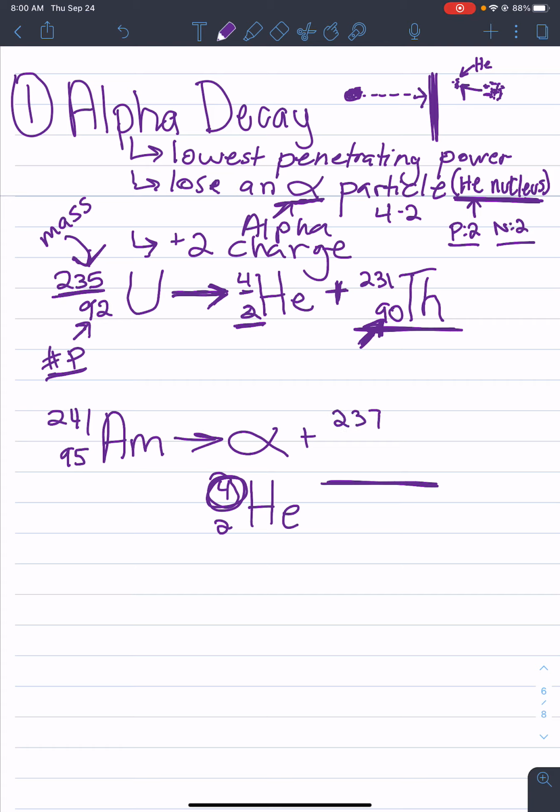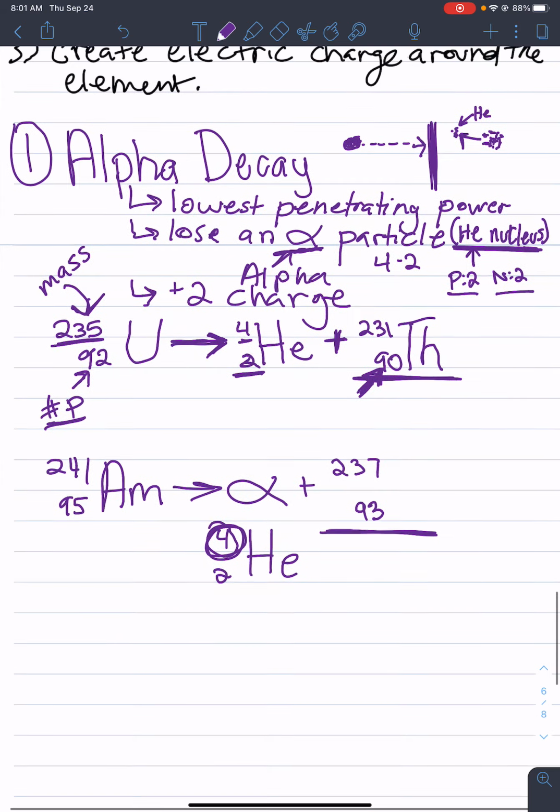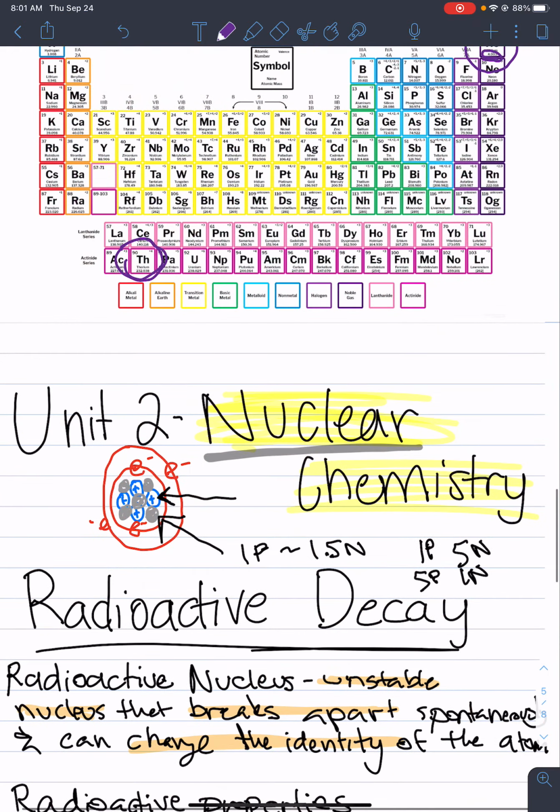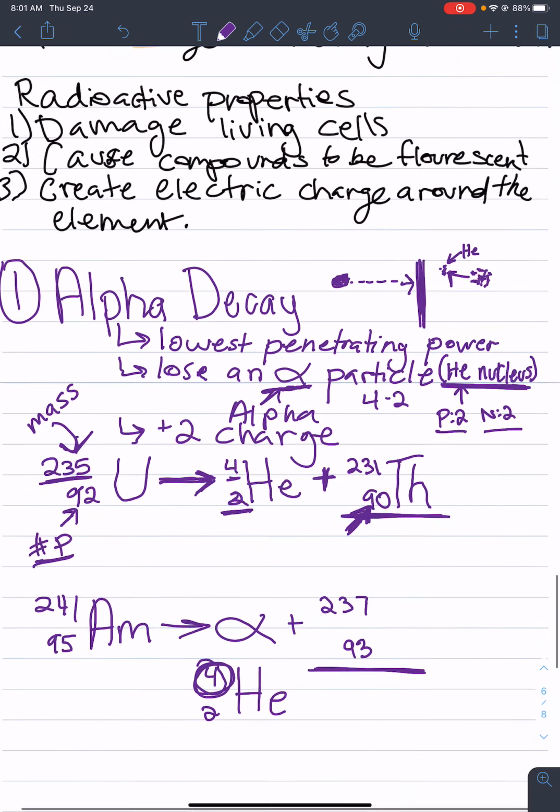Remember, if you don't like to do math in your head, you're welcome to use a calculator anytime in this class. The next thing we do is 95 minus 2, and we get 93. Then for this element, if we go up to our periodic table, we find 93, and it looks like it's right here. So that's Np.